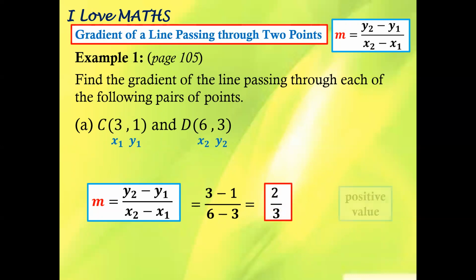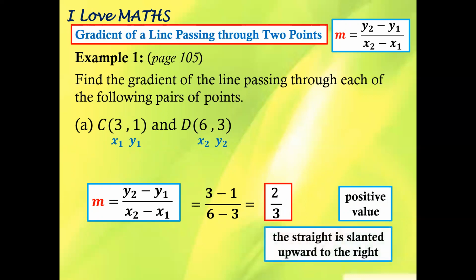The value of the gradient is positive. Remember, if the gradient of a straight line is a positive value, it means that the straight line is slanted upward to the right. Again, the straight line is slanted upward to the right.